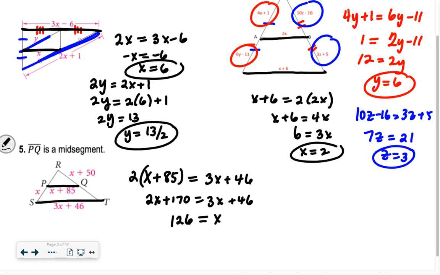Is that right? 126, that's not right. 124? 124, 46, yeah. Is that right? Okay, so x is 124.